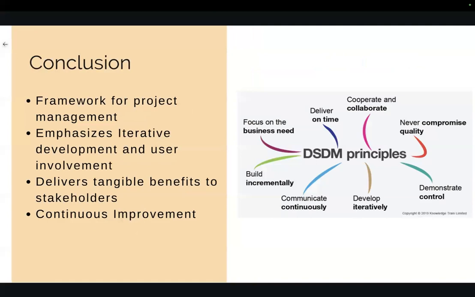In conclusion, DSDM is a framework for project management that focuses on the iterative development and the project itself. It emphasizes that development and the user involvement throughout the process and the collaboration that we've talked about, and it delivers tangible benefits to stakeholders, and it's a great process for continuous improvement throughout a project.